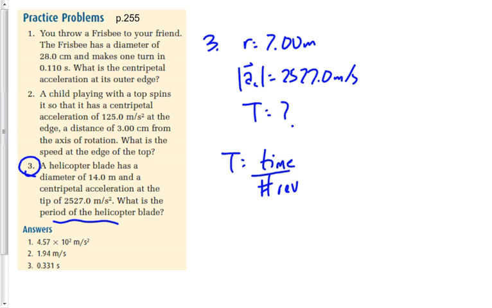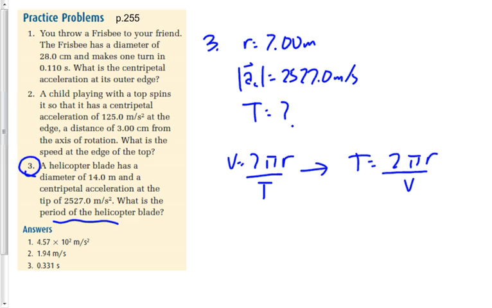That's not going to help us because we don't know what the time is or the number of revolutions. We also know that v is equal to 2 pi r over t, and t is therefore equal to 2 pi r over v. We don't know what v is, but we can find v by using my centripetal acceleration. Right, Lane?